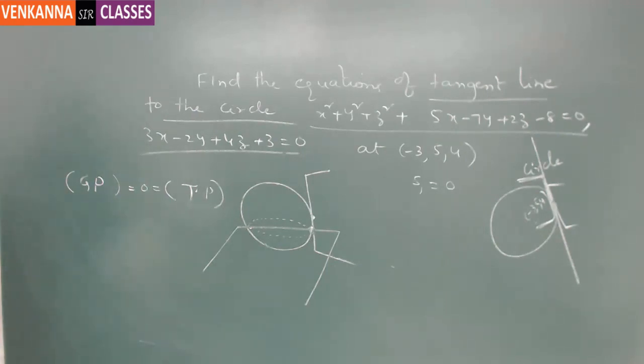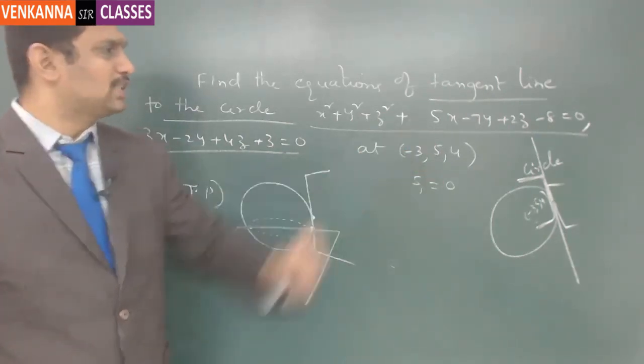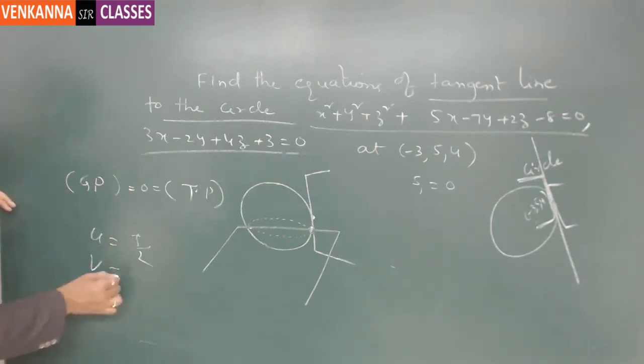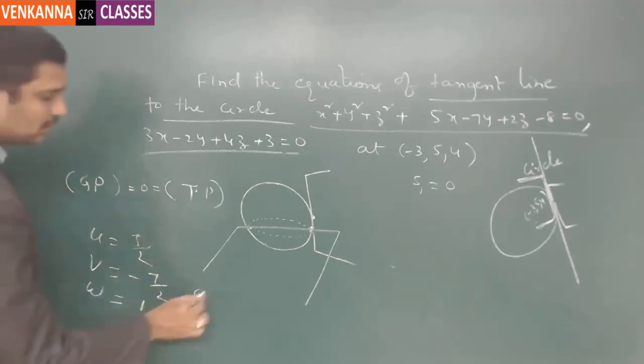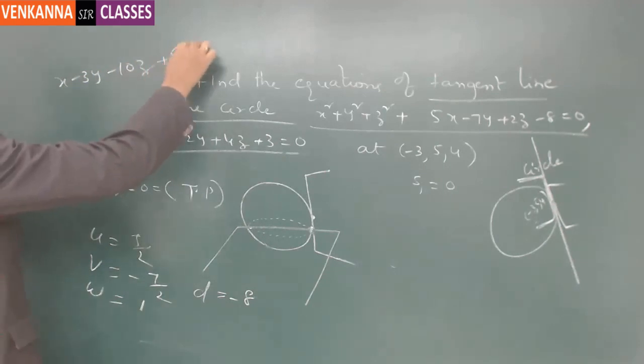That will be beneficial. If you apply S1 equal to 0 using the point and the sphere, here u is equal to 5 by 2, v is equal to minus 7 by 2, w is equal to 1, d is equal to minus 8. Substituting the values, you will get that S1 is nothing but x minus 3y minus 10z plus 58 equal to 0.